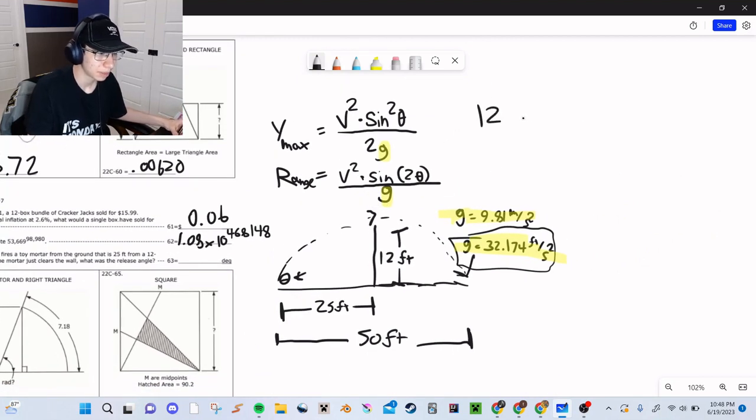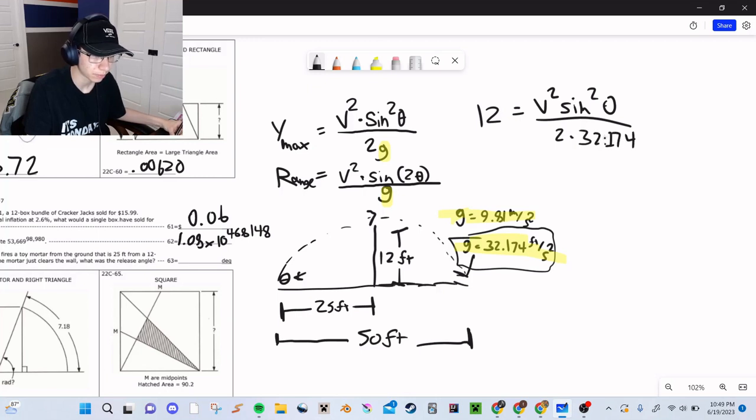So our maximum in the y is going to be 12. So it's equal to sine squared theta over 2 times g, which is 32.174. And then we have our range, which is 50, and it's equal to v squared times sine 2 theta over g, which is 32.174.